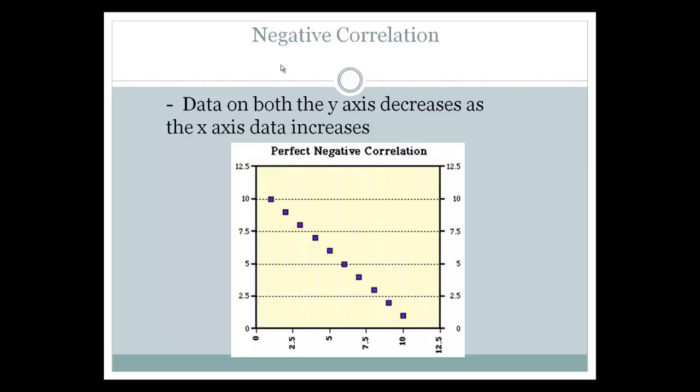A negative correlation decreases as the data goes on. As you can see, it starts at a higher point and it goes down the graph from left to right. You read a correlation just like you read a book. You read from left to right. If it's going downhill, it's a negative correlation.